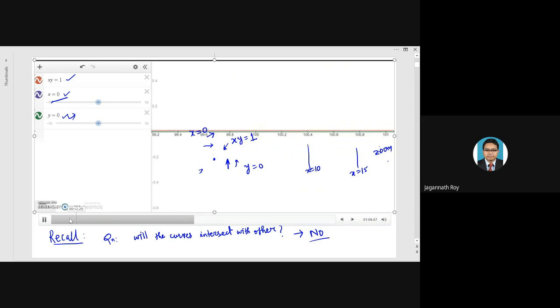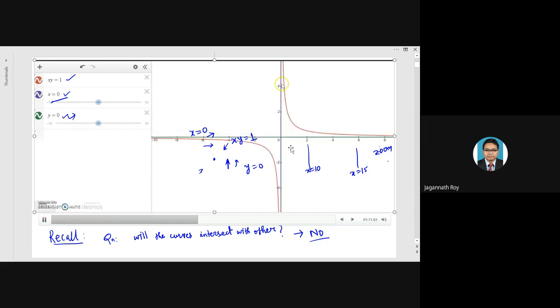Here it is. Think about the point at 100. You can see at x equals 100, they are not actually meeting. There is always a gap between these curves. The same conclusion can be drawn for the vertical line also. That y-axis and this red curve will not actually intersect each other.